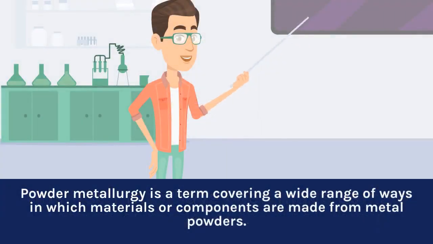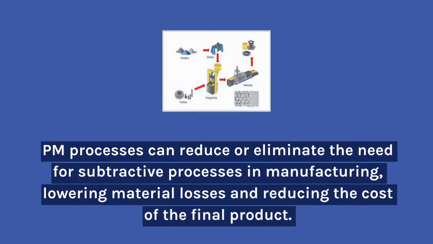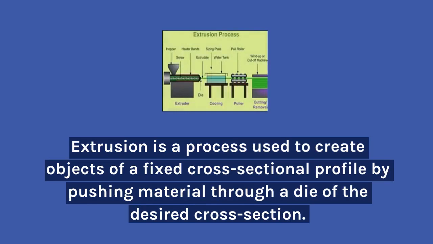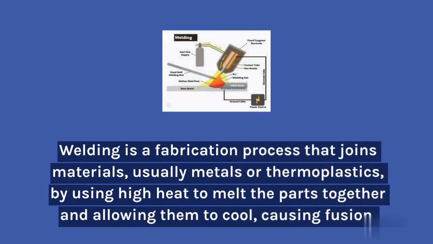Powder metallurgy is a term covering a wide range of ways in which materials or components are made from metal powders. PM processes can reduce or eliminate the need for subtractive processes in manufacturing, lowering material losses and reducing the cost of the final product. Extrusion is a process used to create objects of a fixed cross-sectional profile by pushing material through a die of the desired cross-section. Welding is a fabrication process that joins materials, usually metals or thermoplastics, by using high heat to melt the parts together and allowing them to cool, causing fusion.